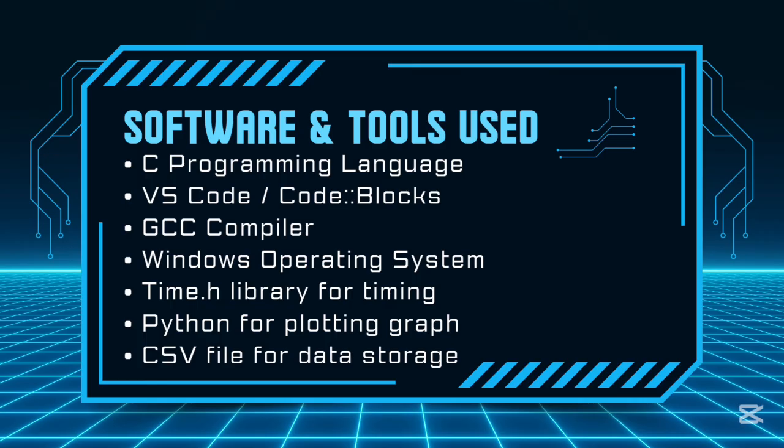This slide details the software and tools we utilized. To perform this analysis, we used the C programming language for the search implementation. We specifically relied on the time.h library to accurately measure the execution time, and Python was then used for plotting the resulting data, which was stored in a CSV file.